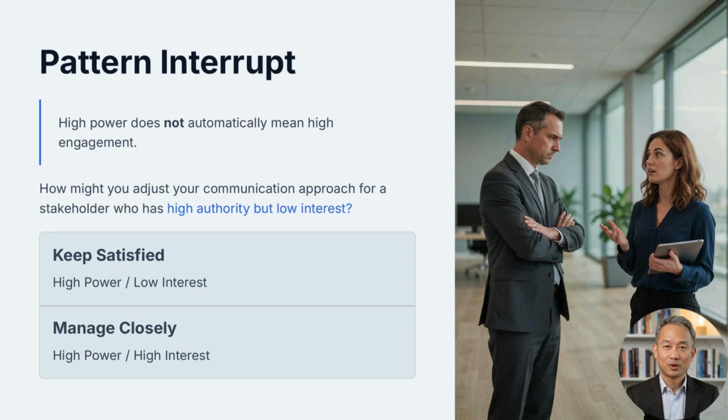Here is an important point that students often miss. High power does not automatically mean high engagement. A senior executive may have tremendous authority but very little day-to-day interest in project details. In that situation, managing them closely may actually be inefficient. Consider how your communication approach would change for someone with high authority but low interest compared with someone who is highly involved and highly influential. The correct engagement strategy depends on both dimensions together.